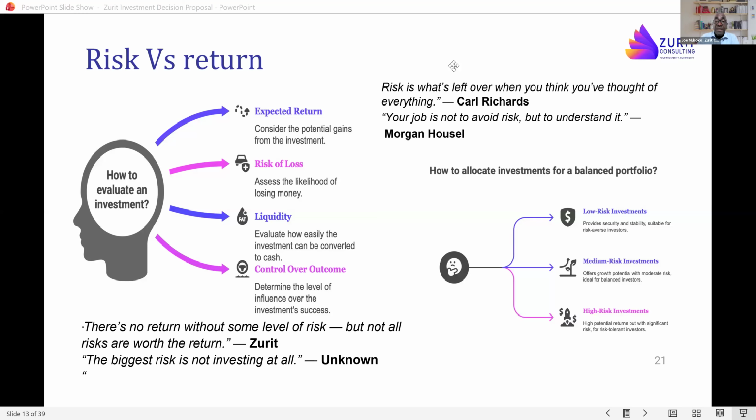Now, at Zurich, we recommend allocating your investment in a balanced portfolio. Have low risk investment, have medium risk investment, and have high risk investment. The low risk investments will provide you with security and stability over a long period of time. They are there, and they are safe instruments which you can use. Then we have medium risk investments, which offer moderate risk, but they also help you grow. And then we have the high risk investments. You could grow with high returns, but your appetite should also be big. So understand yourself, understand the investment that you're getting into, then try and figure out, where do I need to play?